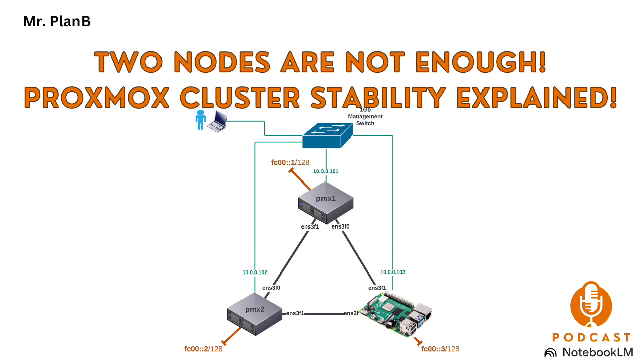Fantastic. So it sounds like a QDevice is pretty much essential for a stable Proxmox cluster, especially with those two node setups. But I've also heard about adjusting vote weights on the nodes themselves as a way to do something similar. Is that a viable option? It is an option, but it's not as reliable as having a dedicated QDevice. The problem with just relying on vote weights is that if the node with the higher weight fails, your whole cluster goes down with it.